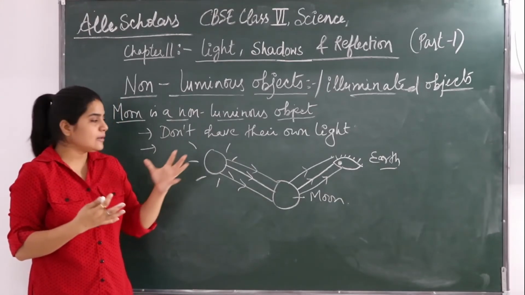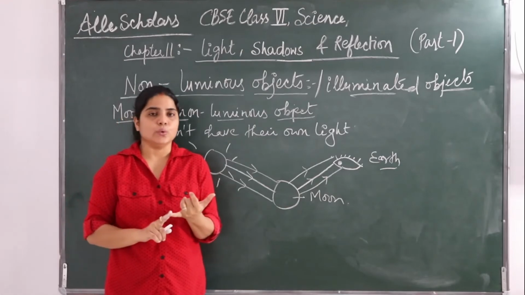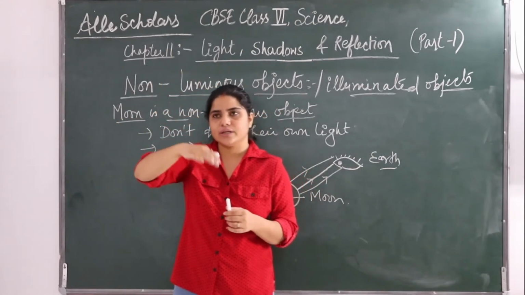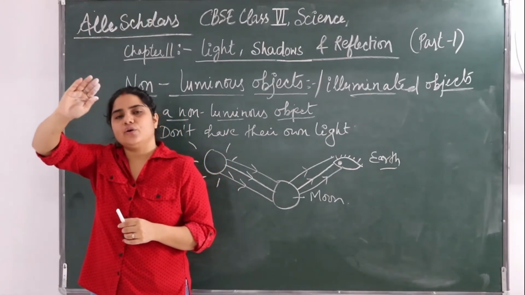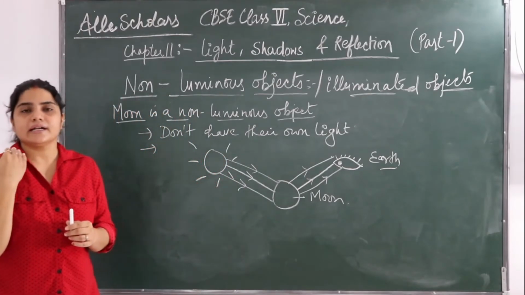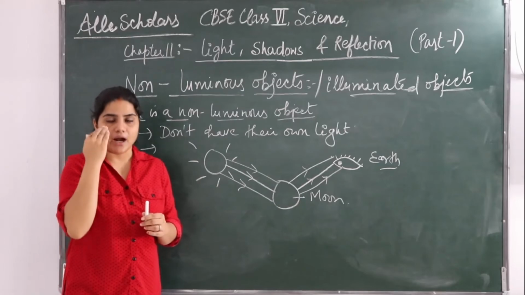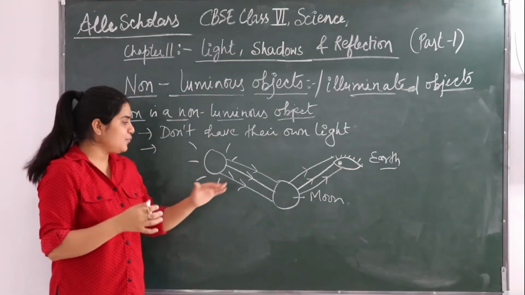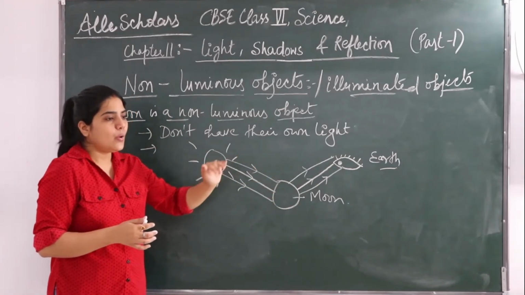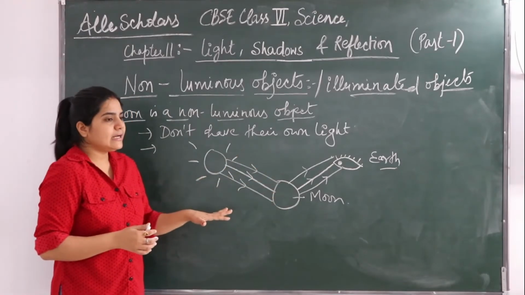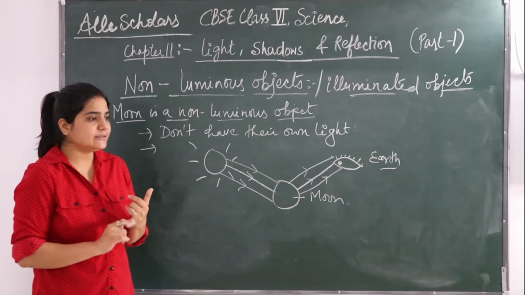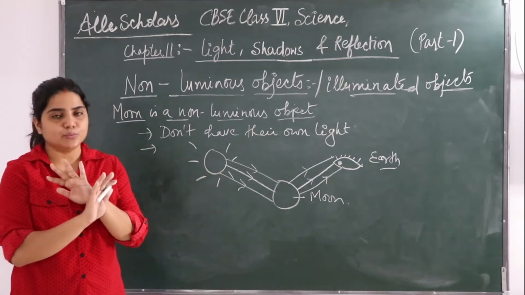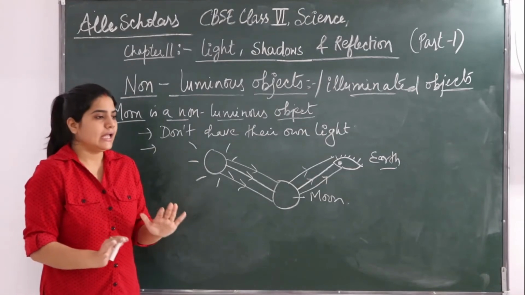Okay, it seems like the moon is giving its own light, but no, the moon does not have its own light. When the light of the sun falls on it, some of that sunlight gets reflected back on the earth and we are able to see the moon. And it seems to us as if the moon has got its own light. But moonlight is the sunlight which is reflected from the surface of the moon. The moon does not have its own light.